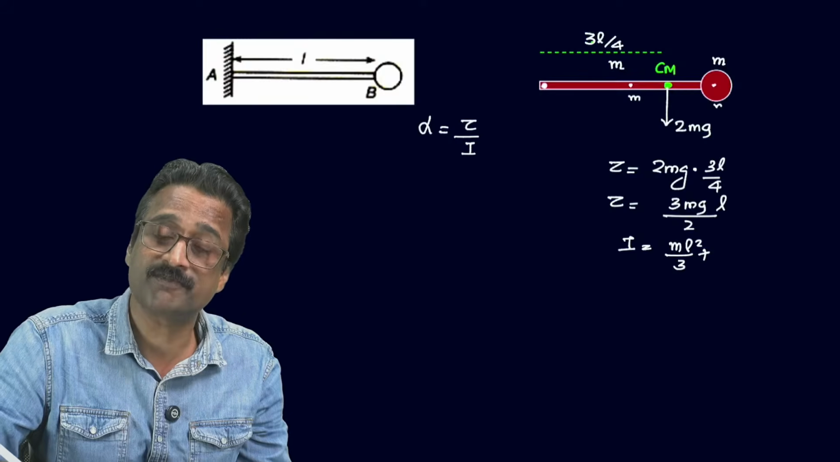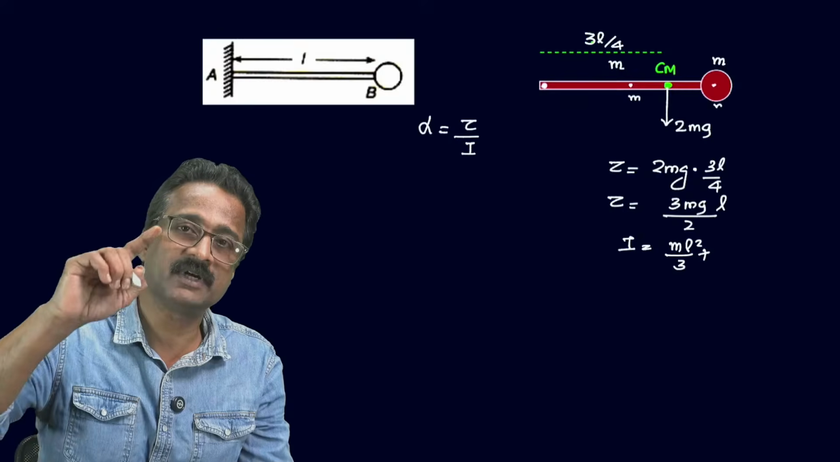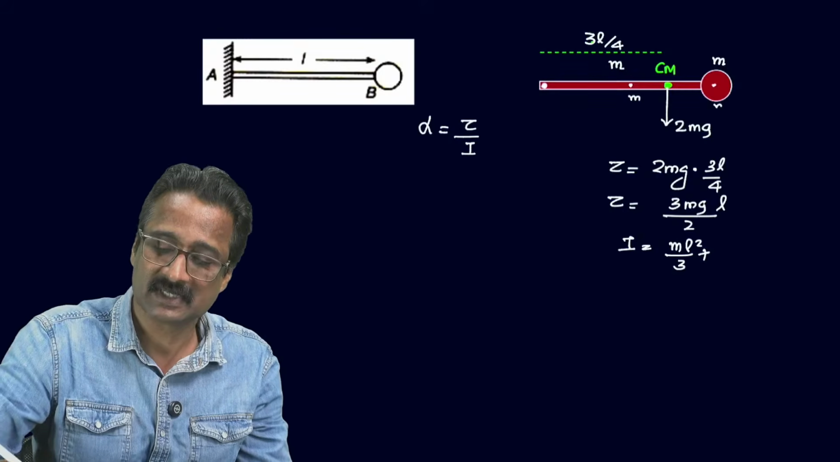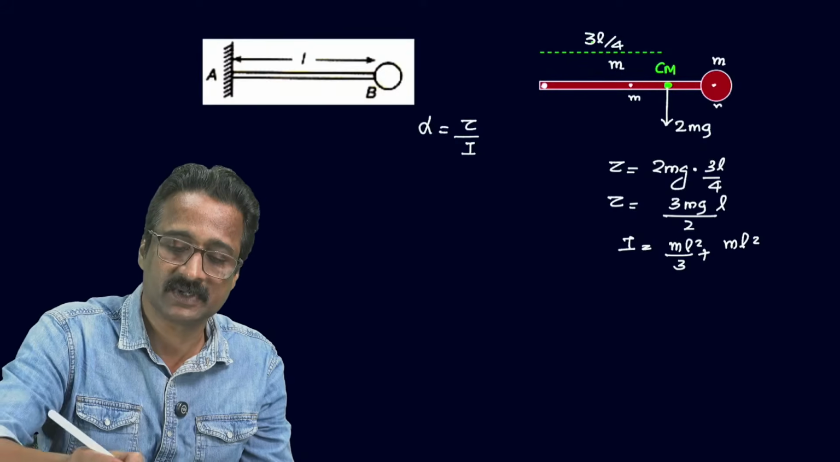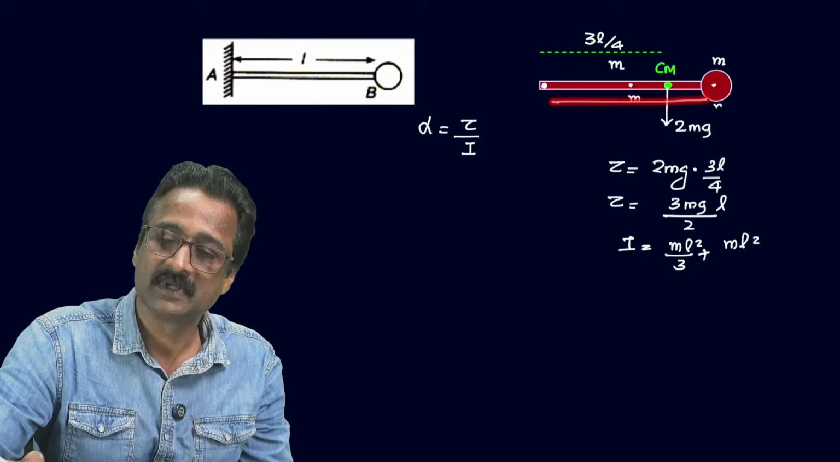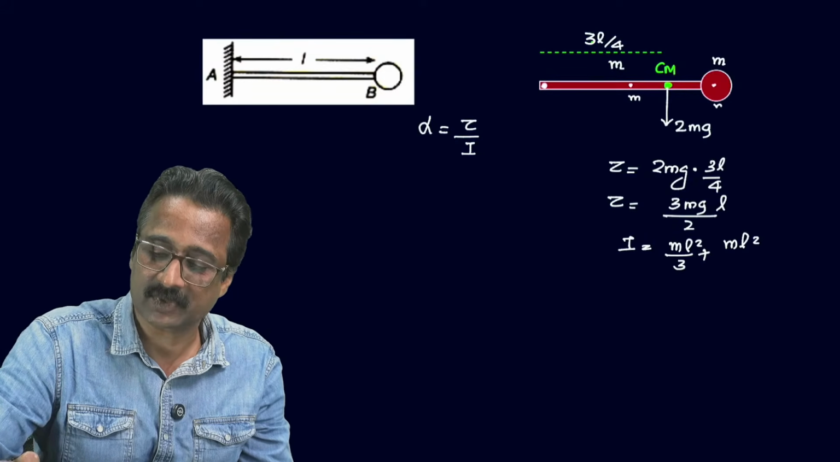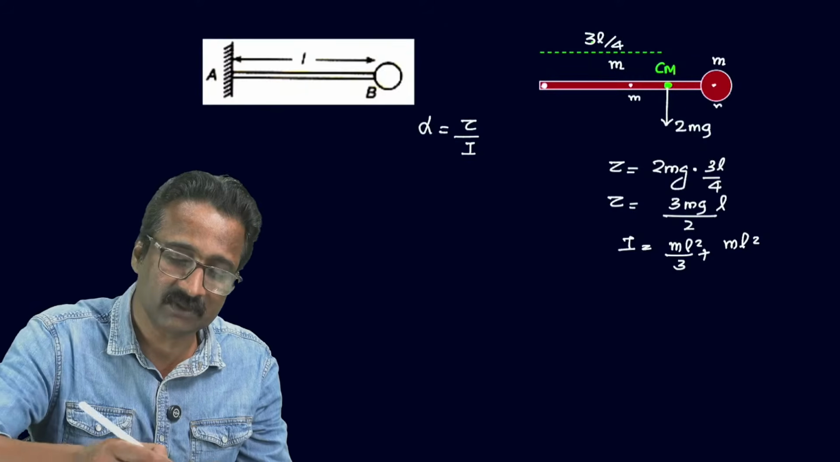Plus the moment of inertia of the particle. The particle has a moment of inertia of mr squared, where r is the distance. And r in this case is L, because this distance is L. So mL squared by 3 plus mL squared is 1 plus 1 by 3, which is 4 by 3.